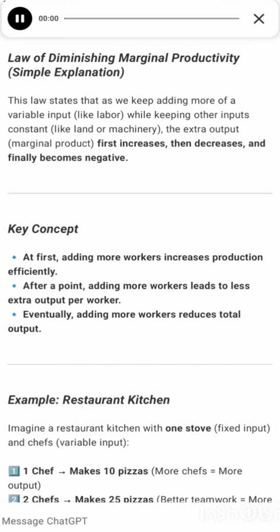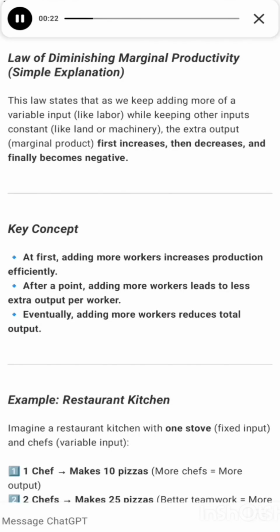Law of diminishing marginal productivity, simple explanation. This law states that as we keep adding more of a variable input, like labor, while keeping other inputs constant, like land or machinery, the extra output, marginal product, first increases, then decreases, and finally becomes negative.